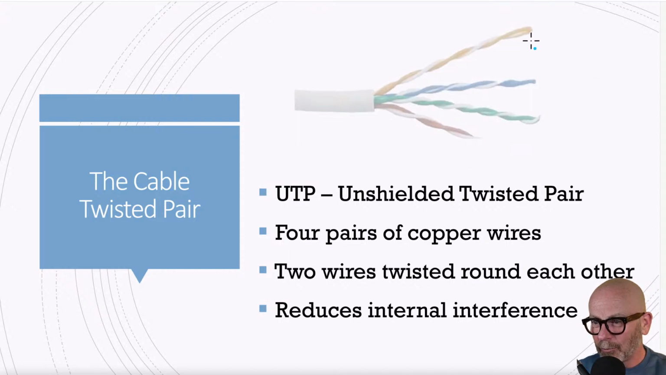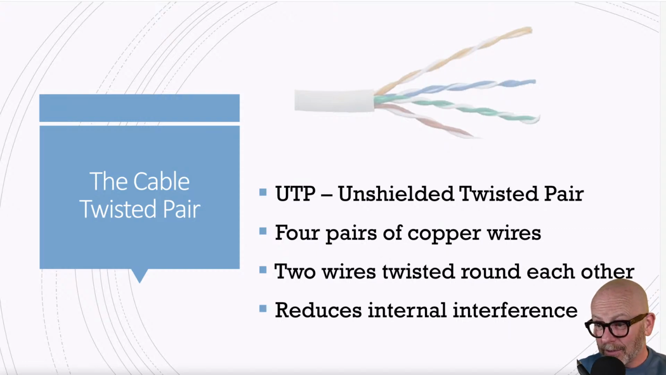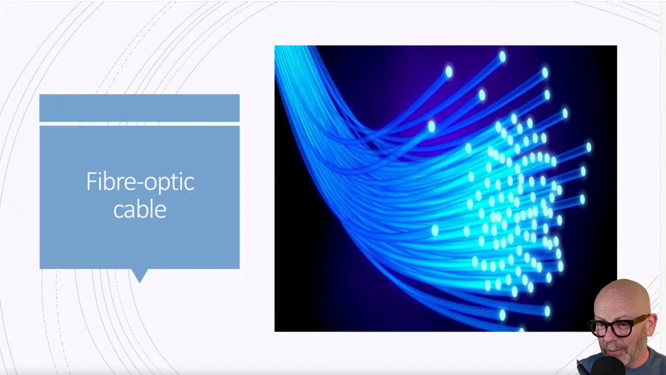I've got to go through the whole rigmarole each time. 1, 2, 3, 4. 4 pairs of copper wire. And these 4 pairs involve 2 cables just here twisted round each other because that reduces internal interference, which means the signal gets carried as efficiently and quickly as possible.